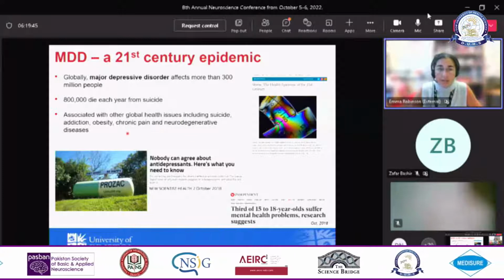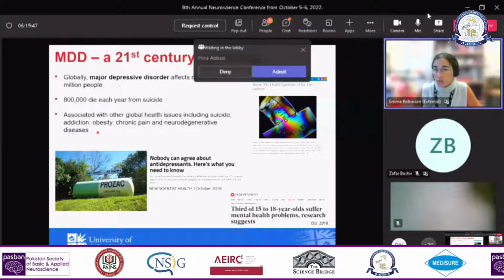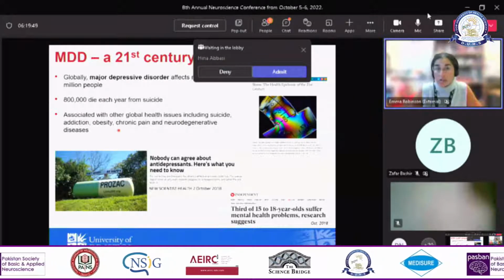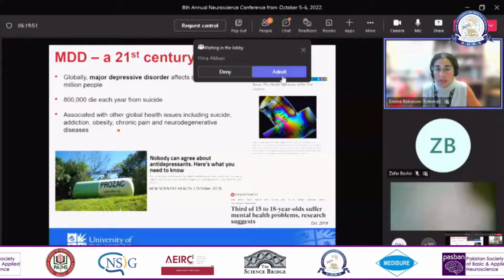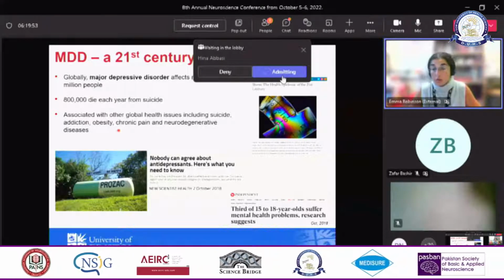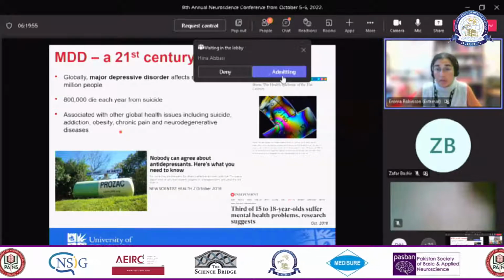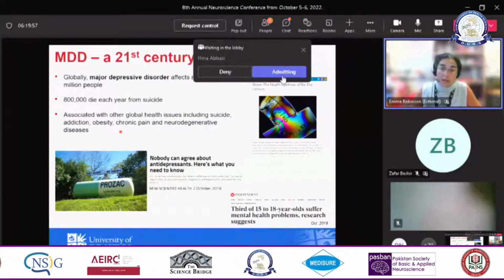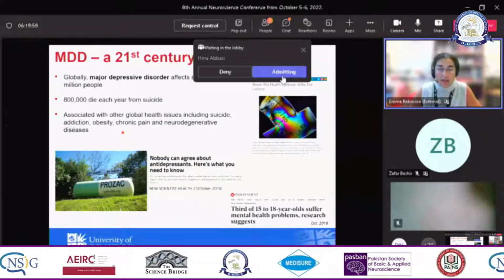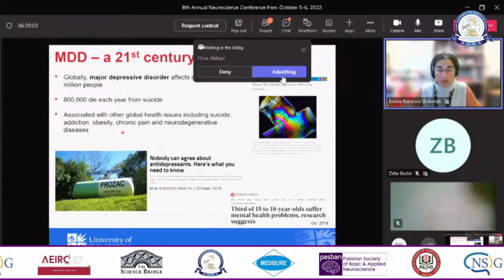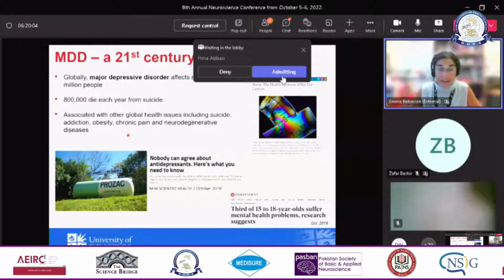And so there's a link to addiction, obesity, chronic pain, neurodegenerative disorders. These are all disorders where we see changes in mood as a component of those, and one may drive the other, but actually there may also be these comorbidities where the outcome for patients with depression and these conditions is much worse.